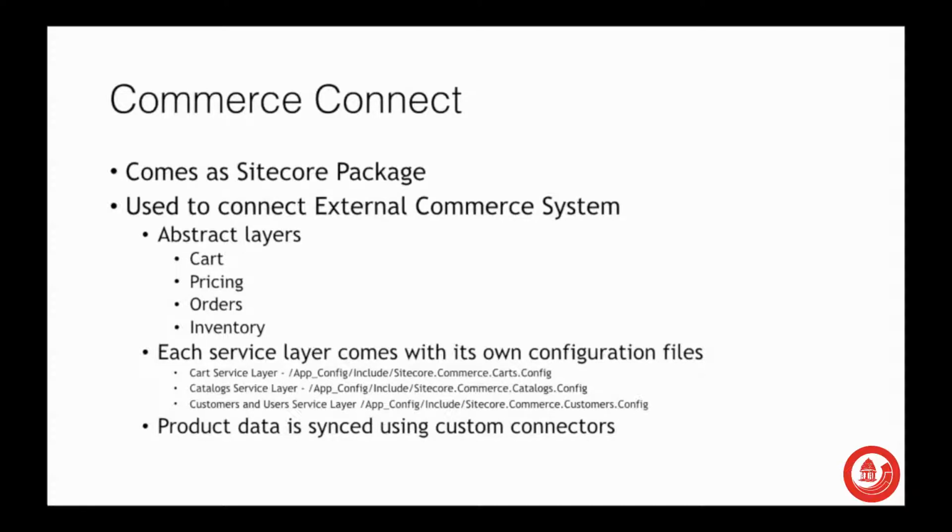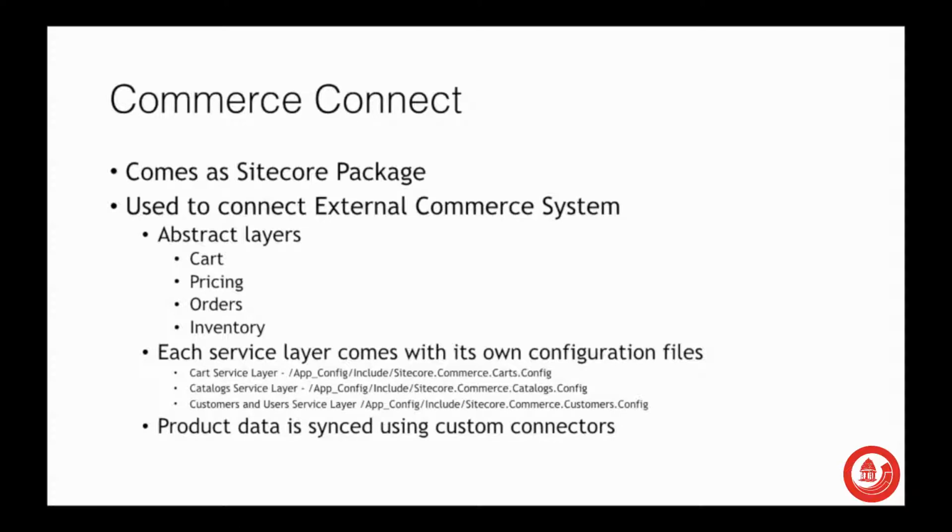So each service layer comes with its own configuration files. Commerce Connect basically ships with the default, the necessary configuration files and the DLLs for each of the services that in most cases you will need. For example, if you take cart service layer, it has its own configuration files.